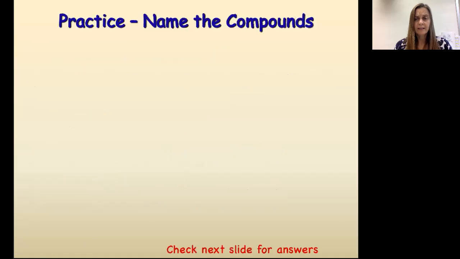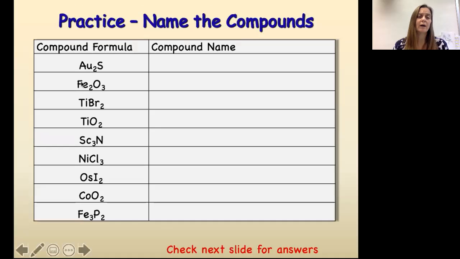All right, so let's practice naming these. So the first one, we look at our periodic table and we see that Au is gold. And then we look at our periodic table and we see that sulfur, when it forms an ion, is the sulfide ion, and it has a -2 charge. Because it has a -2 charge and there are 2 gold ions, we know that each of those gold ions must be +1. So we're going to name this gold(I) sulfide.